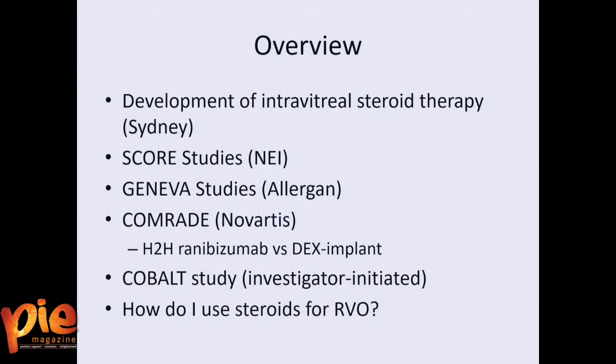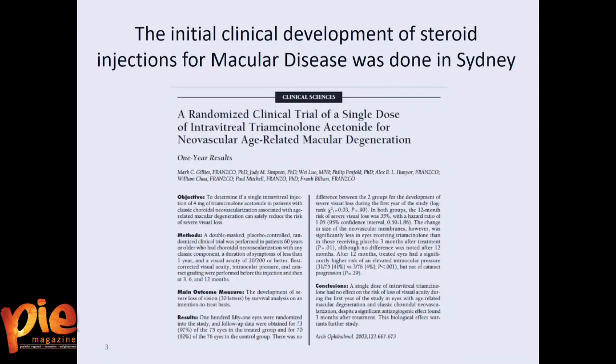So what about steroids for retinal vein occlusion? I'll go about where this came from. We developed steroids, I think, in Sydney. The major studies here are the SCORE studies from the NEI, Geneva, these head-to-heads from Novartis, and a real-world study from Yong-Hee's group in Korea.